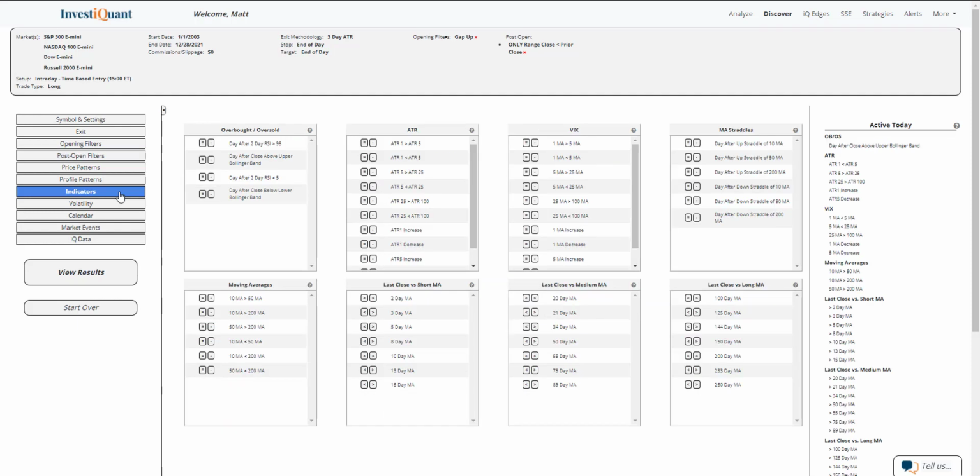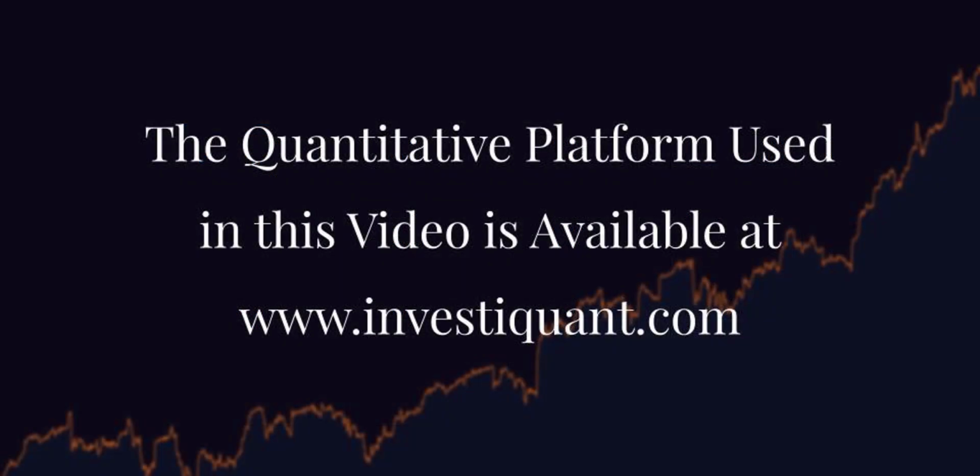Next, I'm going to go down to the indicators library. I'm going to say yesterday closed above the upper Bollinger Band. That's our overbought reading. I can grab that from the active today. I'm going to click on that. The next thing I'm going to click on is that we closed above a 10 and 200 as well, so we are in a strong bull market. Now I can click view results.